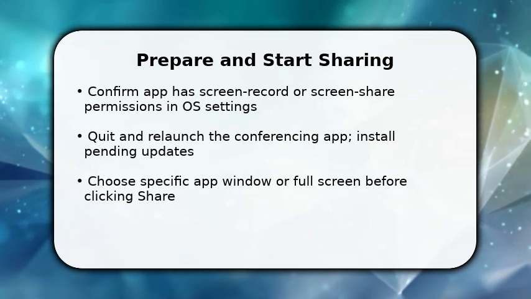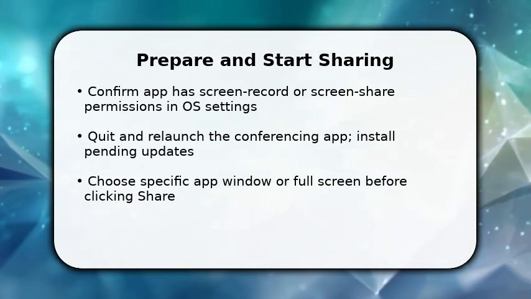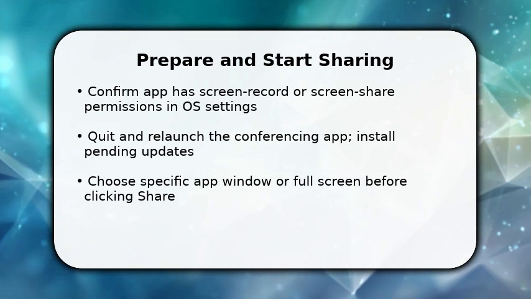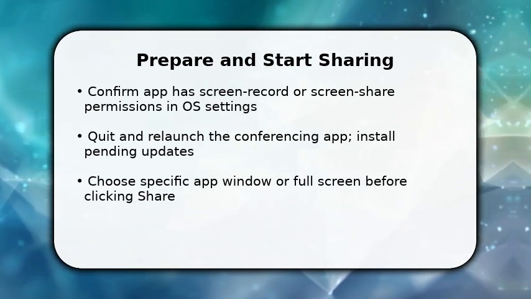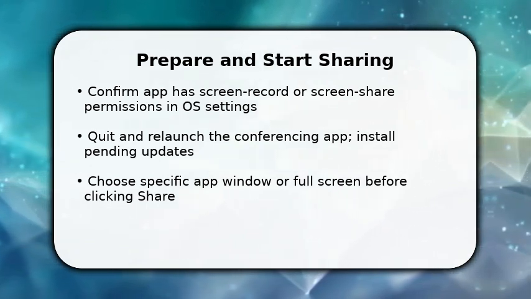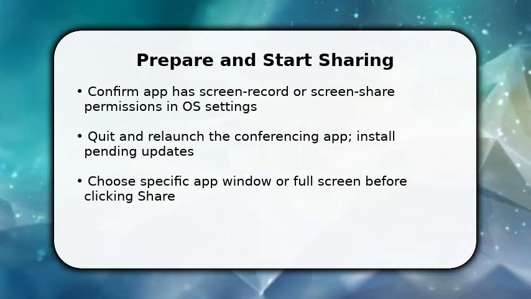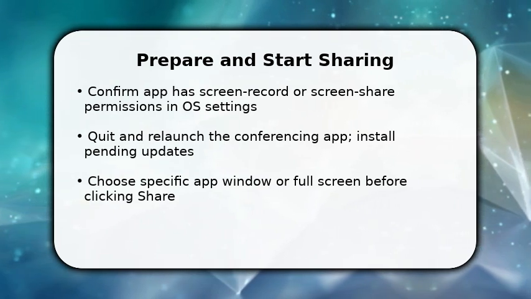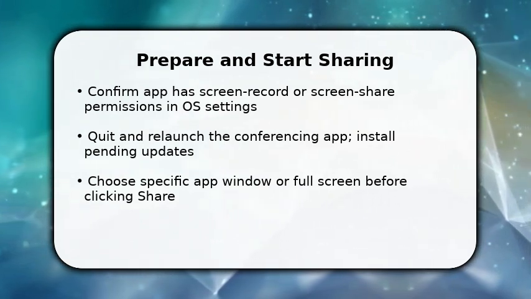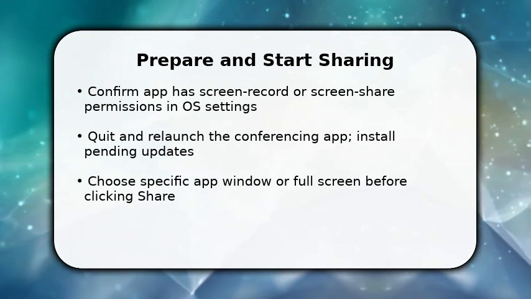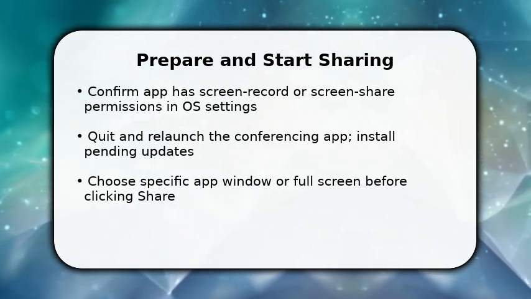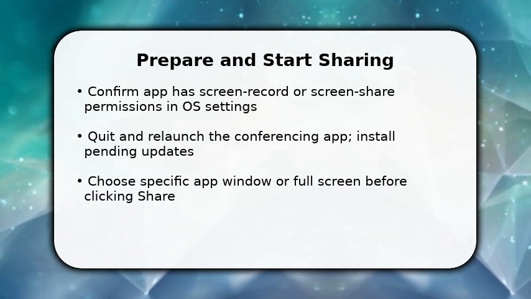You start by making sure the app has permission to capture your screen, because without that nothing will work. Once done, relaunch the meeting client and apply updates so you avoid known bugs. Now open the content you plan to show and select the precise window or entire display from the share dialog. Make sure to tick audio sharing if needed. This prevents muted system sound during playback and saves time later.